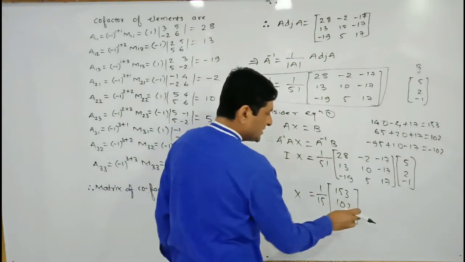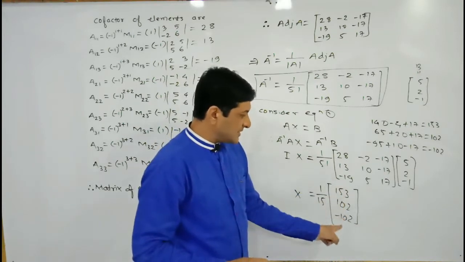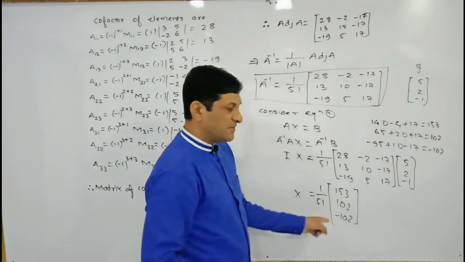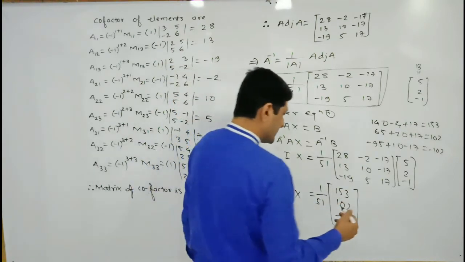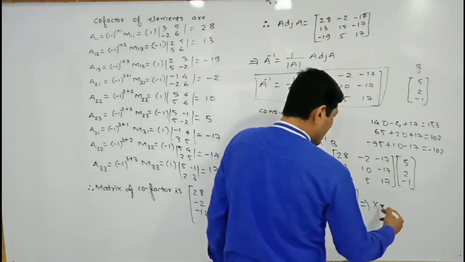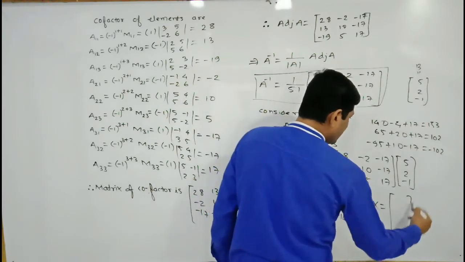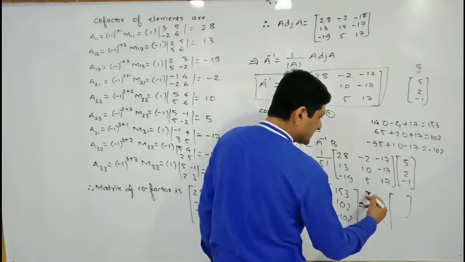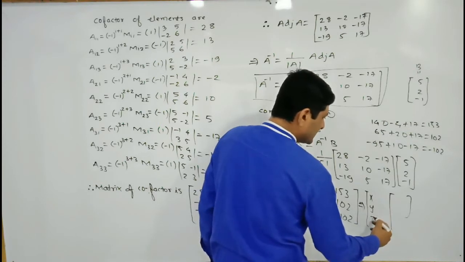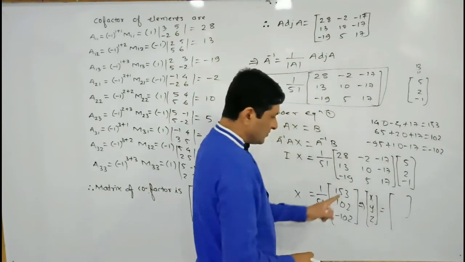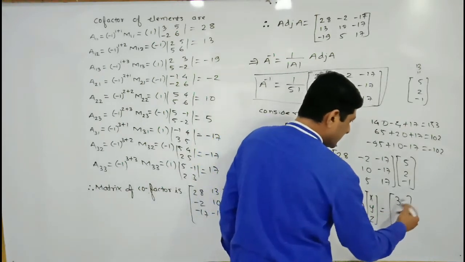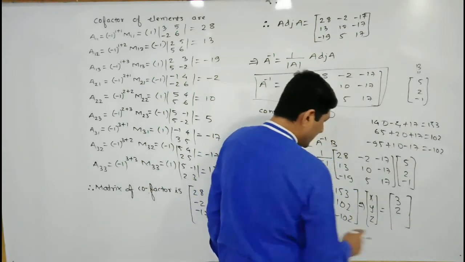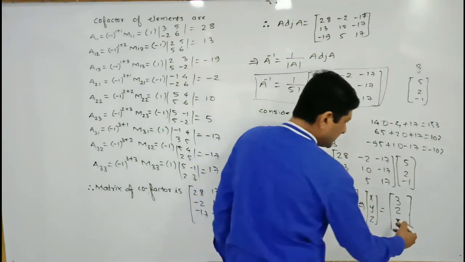Now here we can observe that all the elements of this matrix are divisible by 51. So this implies that, a better way, replace this matrix X by its elements. What are the elements of matrix X? X, y, z is equal to, now 153 upon 51 will be equal to 3. Again 102 divided by 51 is 2 and minus 102 divided by 51 is minus 2.